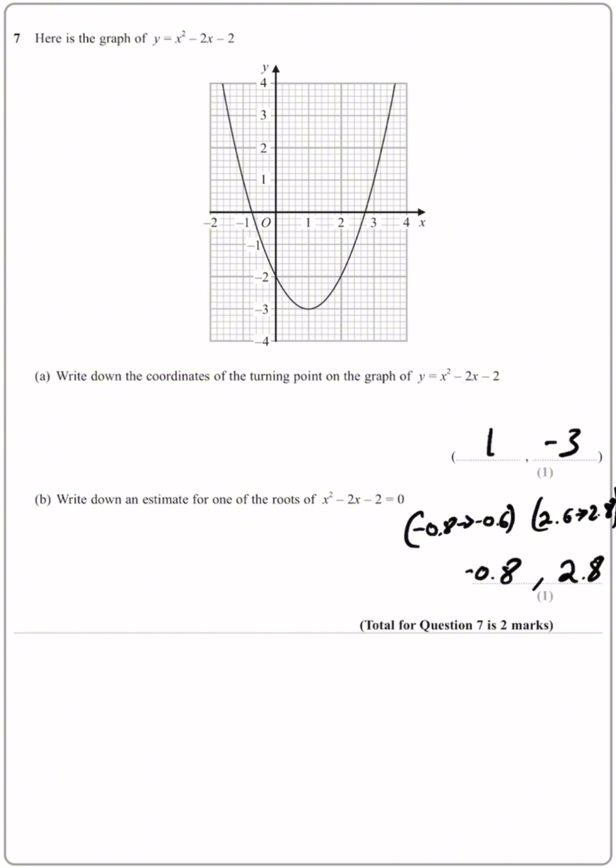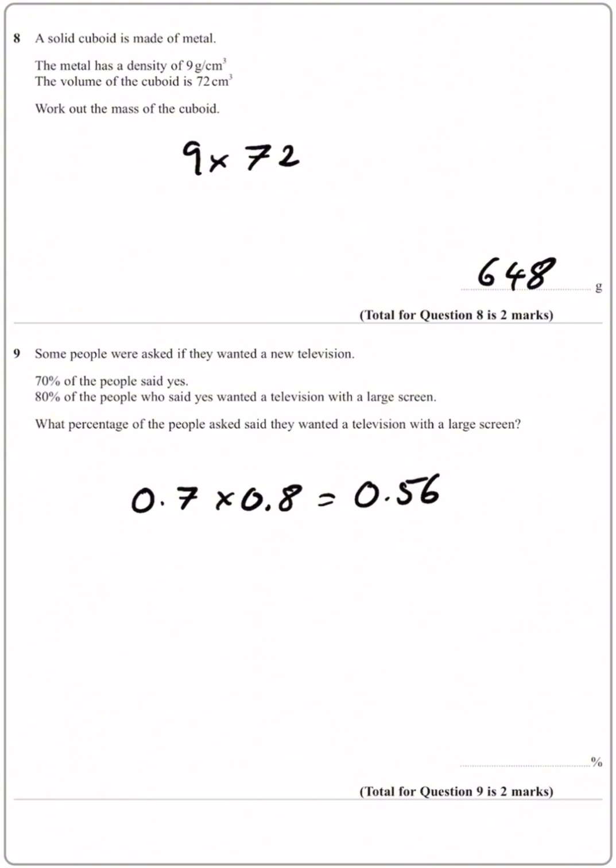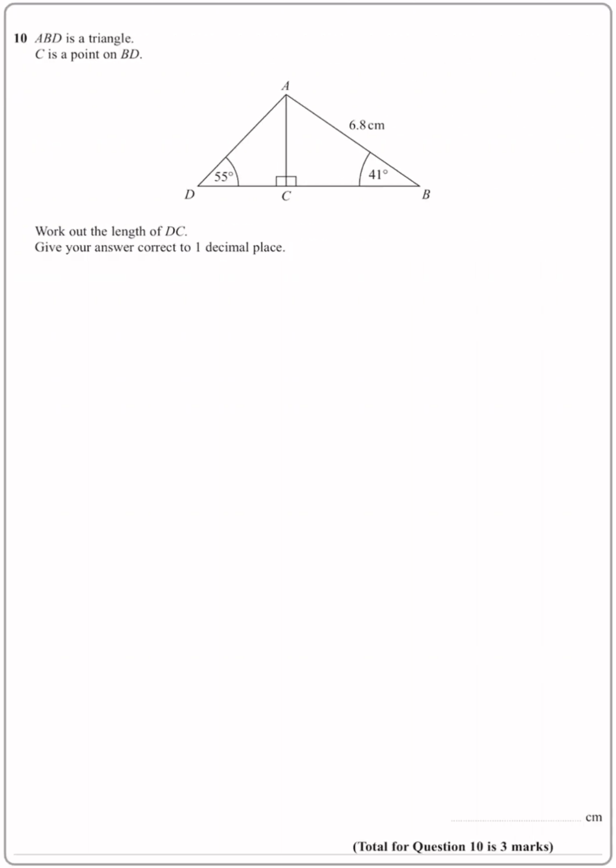All right, question number 8. We're just going to multiply 9 and 72 here, multiply the density by the volume to get the mass, which is 648 grams. Question 9. So 0.7 for the number of people who say yes, 0.8 for those who say yes, want it with a large screen, multiply the two together, 0.56, that's 56%.